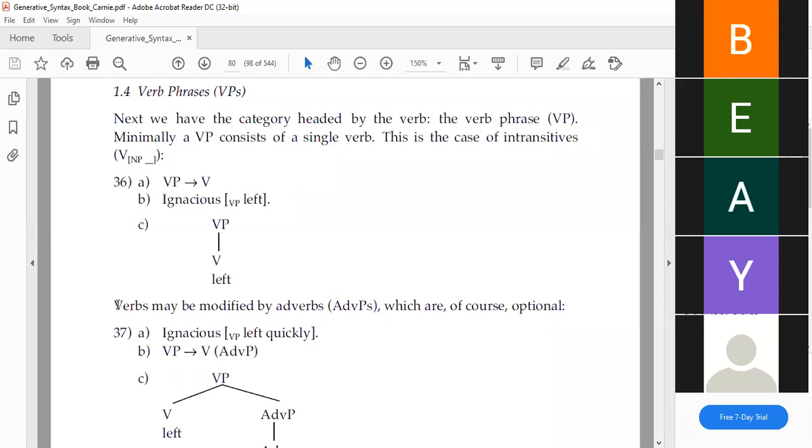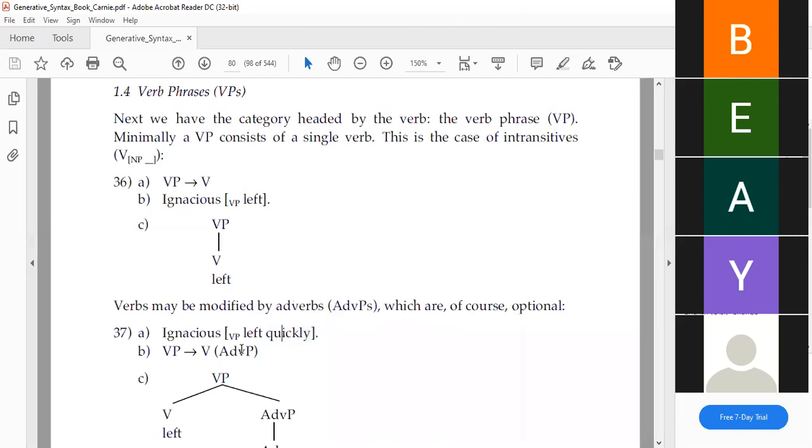This is good for intransitive verbs. Also, we can say Ignatius left quickly. So in the VP left quickly, we have what? A verb, and we have an adverb. And the adverb modifies what? 101 question. Modifies the verb. Yes, it is an adverb of manner. How did Ignatius leave? Quickly.